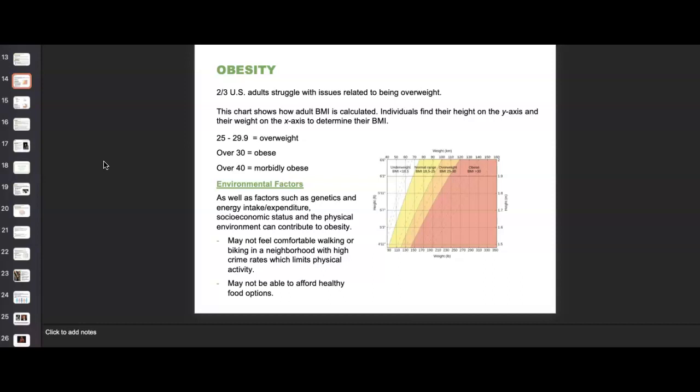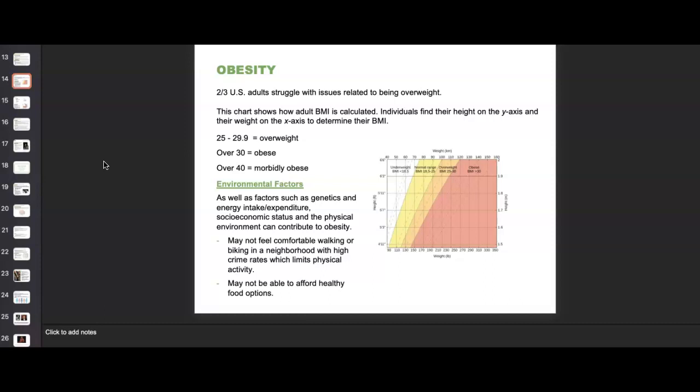Two-thirds of U.S. adults struggle with issues related to being overweight. This chart shows how adult BMI is calculated, BMI being the body mass index. Individuals find their height on the y-axis and their weight on the x-axis to determine their BMI. So 25 to 29.9 is overweight, over 30 is obese, and over 40 is morbidly obese. This BMI chart has not changed for many, many years, which means a lot of people do not trust the BMI index. Many doctors still don't even refer to the BMI index.